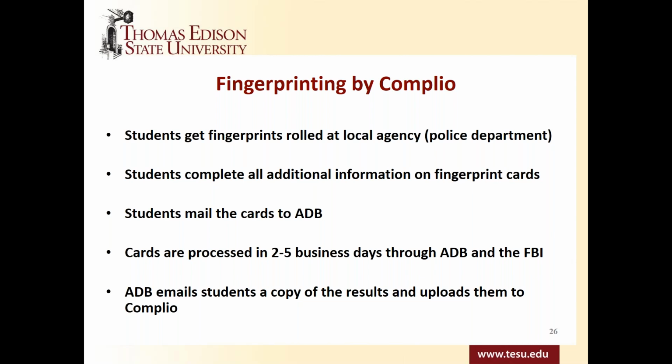There's also some additional demographic information that you have to complete, and then you will mail those cards back to American Data Bank. American Data Bank takes them, and they're processed in about 2 to 5 business days through American Data Bank and the FBI. American Data Bank is kind of a subset of Complio. Okay. American Data Bank will email you a copy of the results, and they upload them to Complio for you. So they'll be located in your account once the results are processed.